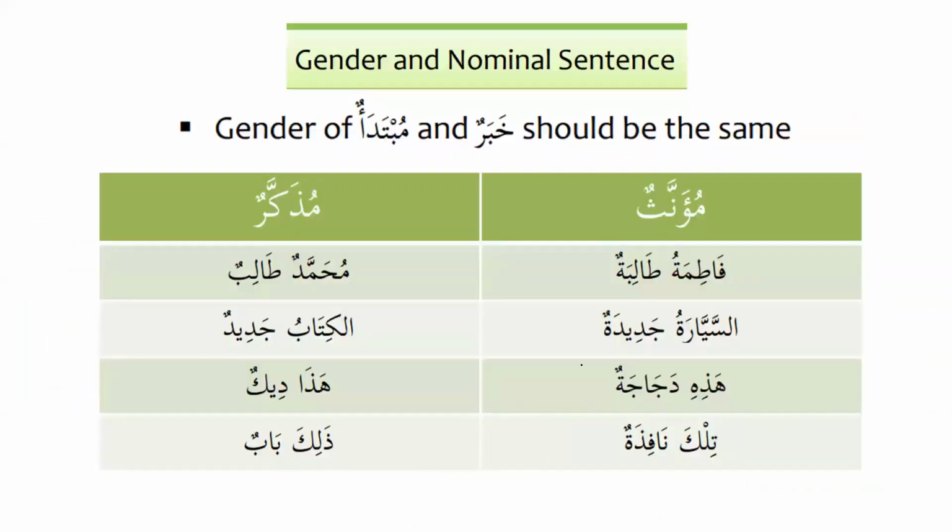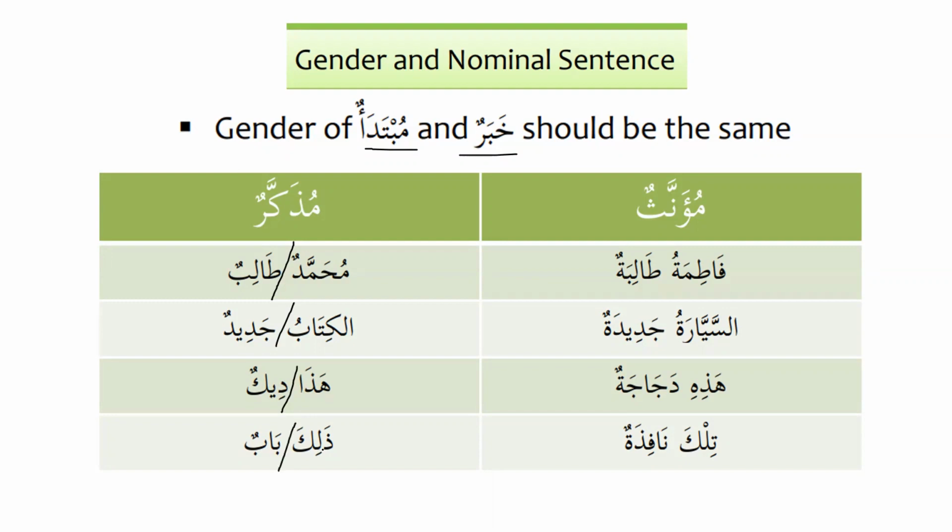Now, when we talk about al-jumlatul ismiya, the nominal sentence, we know that mubtadaun and khabarun consist of how many parts? Two parts, subject and predicate. We have learned about mudhakkar, masculine, and we say Muhammadun talibun, subject, predicate. Al-kitabu jadidun, subject, predicate. Kitab is masculine, and jadidun is also masculine. Muhammad is masculine, and talibun is also masculine. So as we know, subject and predicate should be equal in gender. So Muhammadun talibun, al-kitabu jadidun, hadha dikun, and similarly dhalika babun.